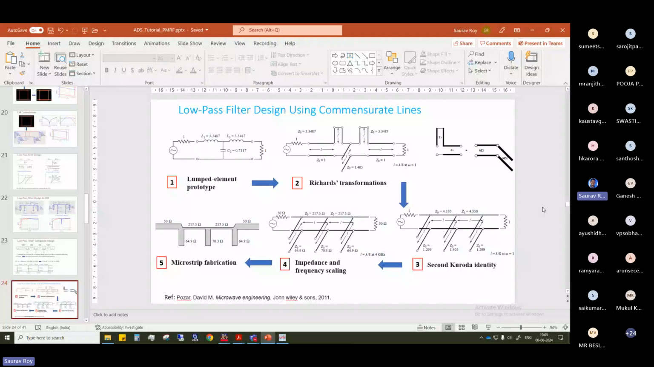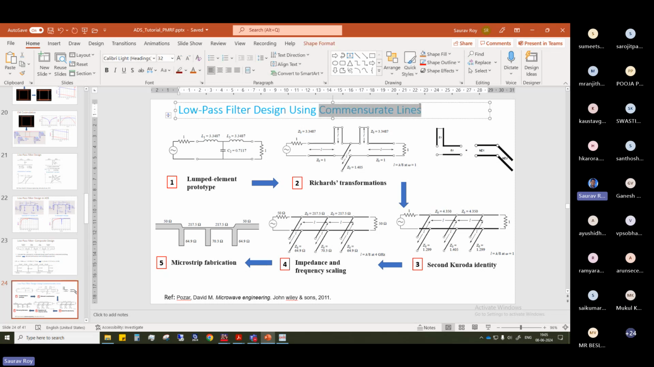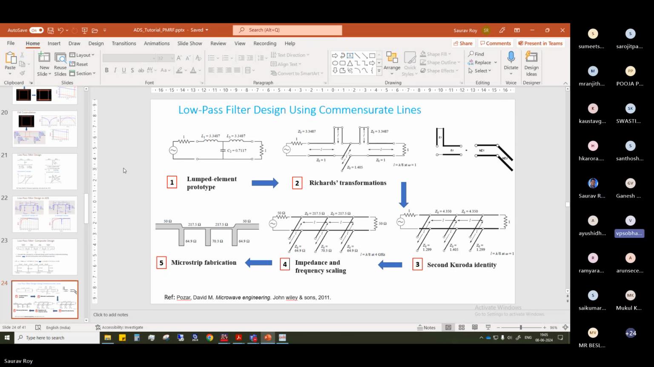This is simple, right? See, lambda by 8, if the cutoff frequency is 4 gigahertz, you can find out lambda from there. This lambda comes from the cutoff frequency. So the lengths will be constant throughout these elements. This comes from, if you remember the theory, Richards transformation and Kuroda's identity. That's why it's called commensurate lines. Commensurate lines means all these line sections are the same length of lambda by 8. Okay, sir, sorry for that. I was confused about that. No problem.